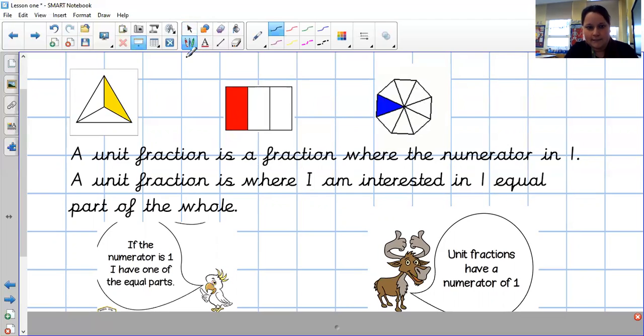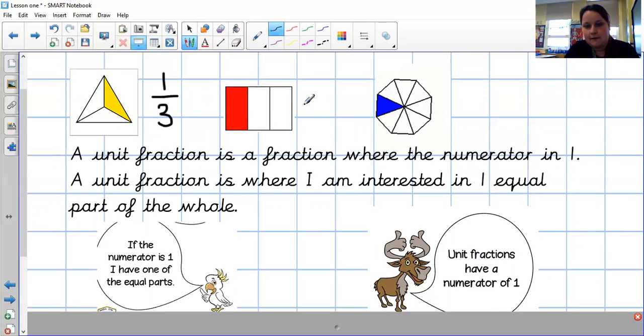So I'm just going to write those as a fraction for you. Remember, first step, fraction line. My denominator is 3 because I have 1, 2, 3 equal parts. My numerator is 1 because I'm interested in one of those equal parts, and therefore it's a unit fraction. Unit fractions have a numerator of 1, so Colin's just reminding us of that down there.